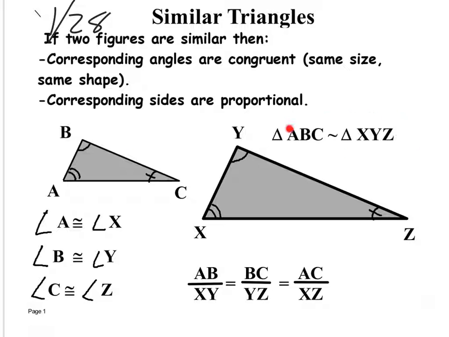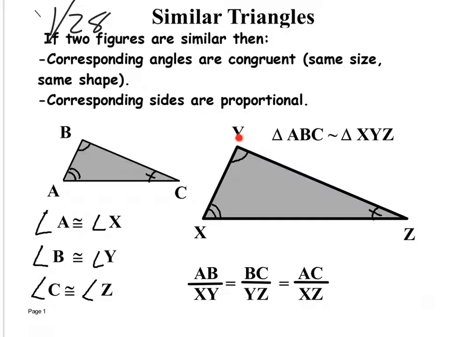First thing, this shows you that they are. It tells you that they are. Triangle ABC is similar to, that's what that tilde means, triangle XYZ. Right? And you can tell they're similar based off a few things. One, that the angles are congruent.